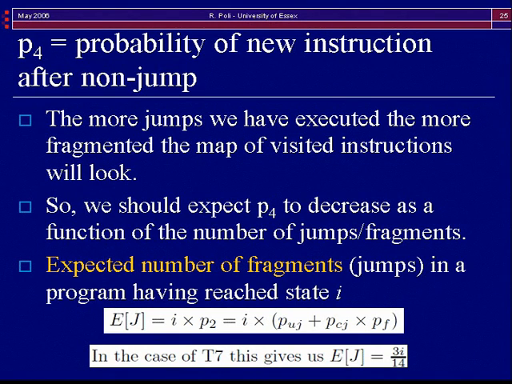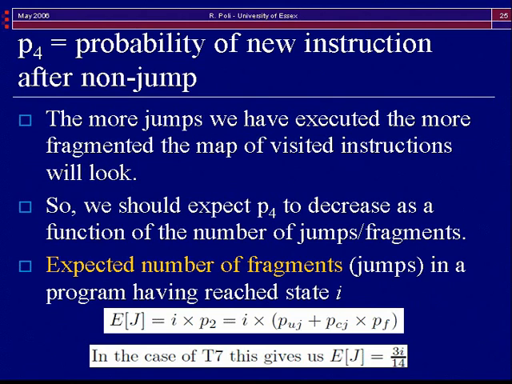So we should expect to see that indeed the probability P4 is going to decrease as the number of jumps grows. So what we need to do to estimate this probability is to calculate the expected number of fragments that we have executed by the time we reach instruction I.